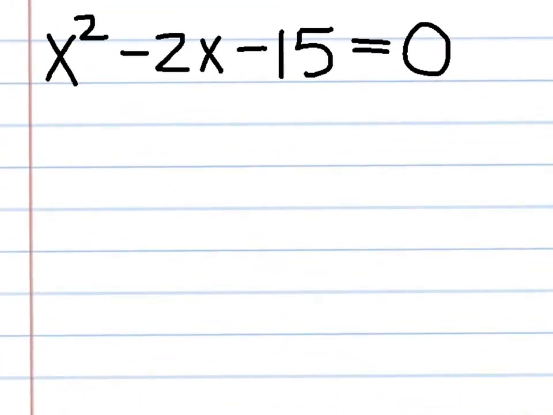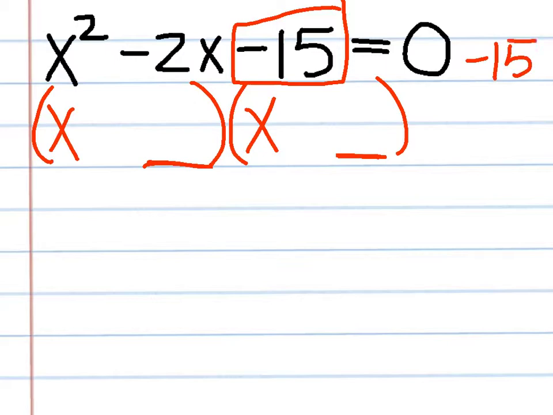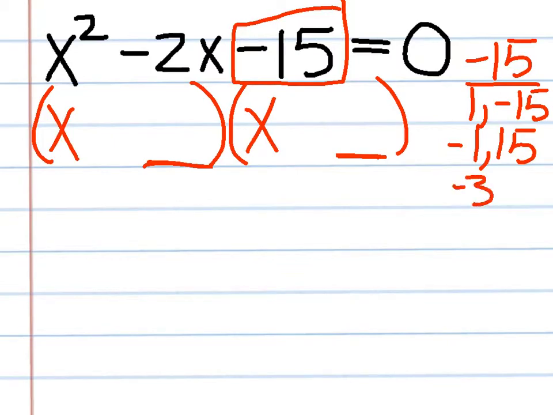Okay, we're going to be solving this by factoring x squared minus 2x minus 15. We need to figure out what two numbers go here and here. What number do we want to look at first? 15. It's a -15, which means we want to find the factors. What two numbers multiply to be -15? 1 and -15. -1 and 15. What else? -3 and 5, and -5 and 3.